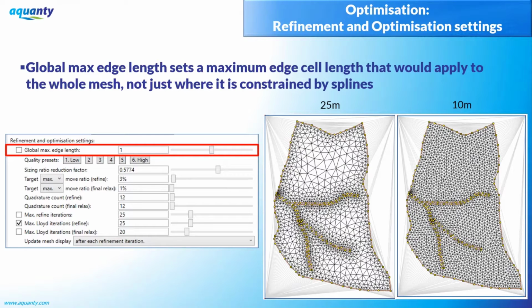Here we have the global max edge length, which sets a maximum edge cell length that would apply to the entire mesh, not just where it is constrained by some input splines. So as you can see, this field can make a pretty big difference in your final mesh cell count if we compare, say, 25 meters to 10 meters.